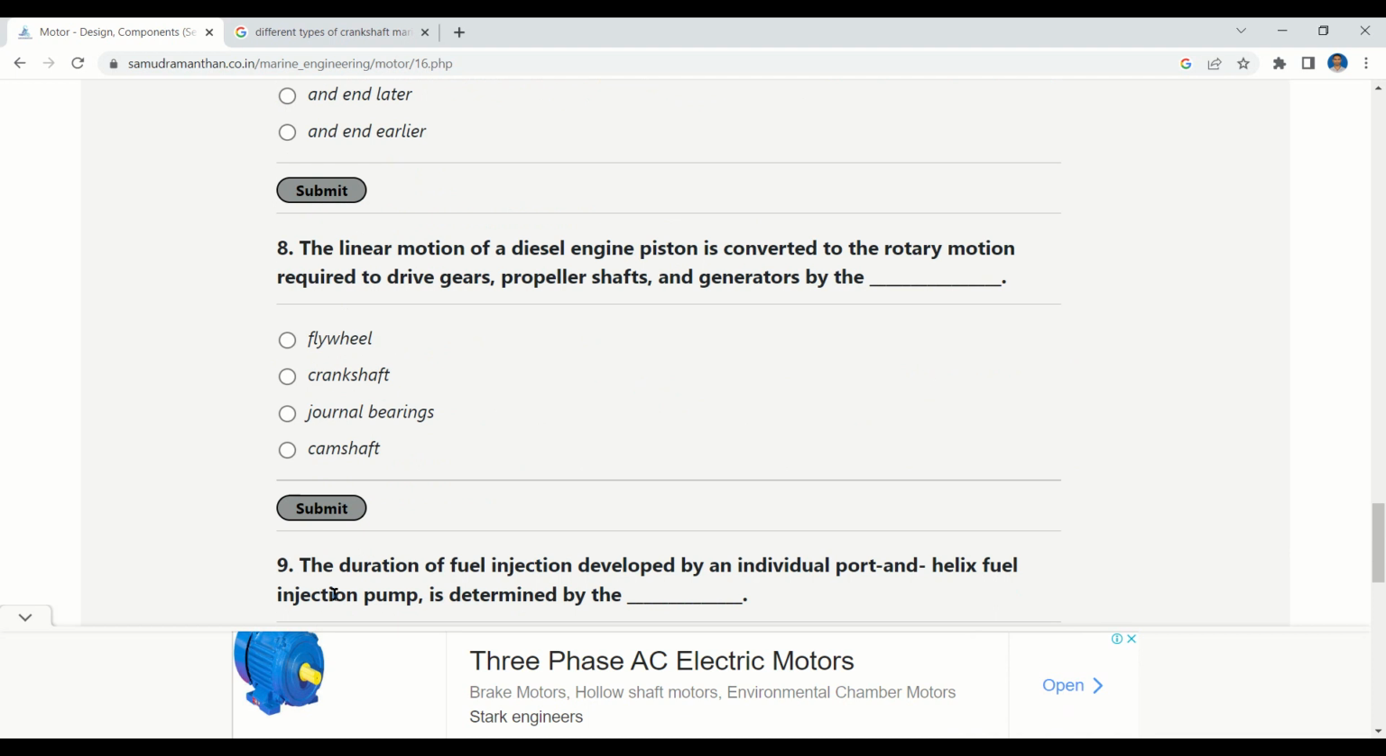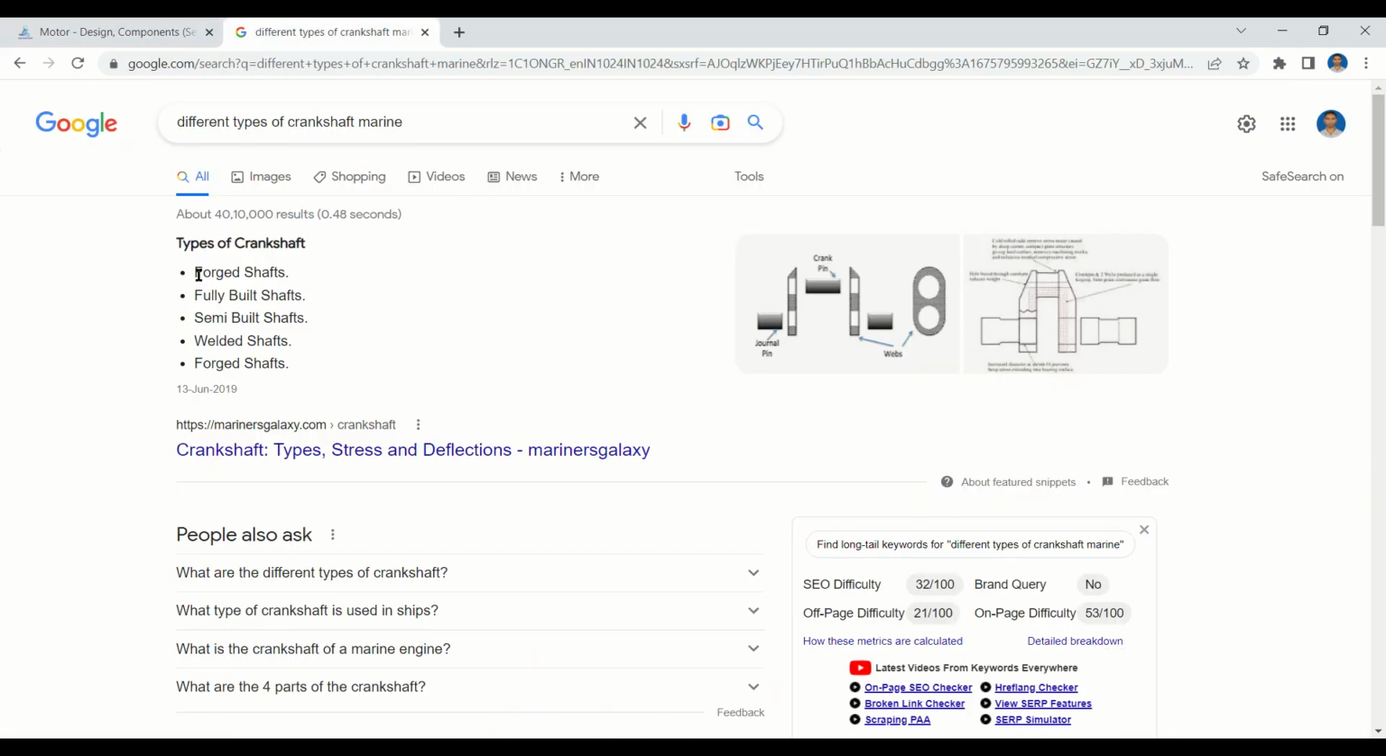Our next question is: the linear motion of a diesel engine piston is converted to the rotary motion required to drive gears, propeller shafts, and generators by the, and the options given are flywheel, crankshaft, journal bearings, camshaft, and the correct option should be crankshaft. There are various types of crankshafts like forged shafts, fully built shafts, semi-built shafts, and weld shafts.